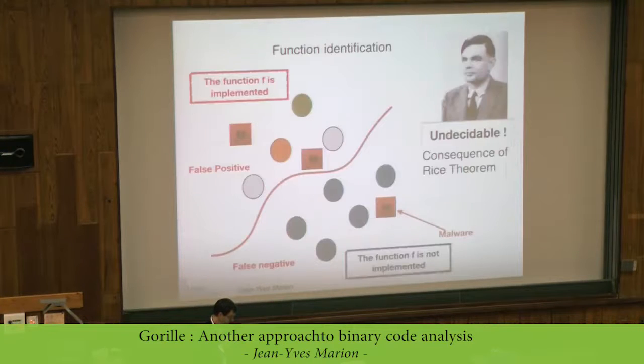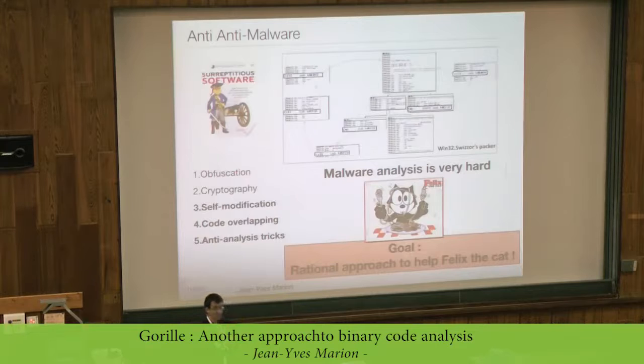It is worse thanks not to Turing, but to someone called Rice, that even identifying functions inside a binary code is also undecidable. So we are in very difficult trouble, but nevertheless we are trying to solve this problem partially. So this is only 2 slides of theoretical aspects, that's all. So why is it difficult?